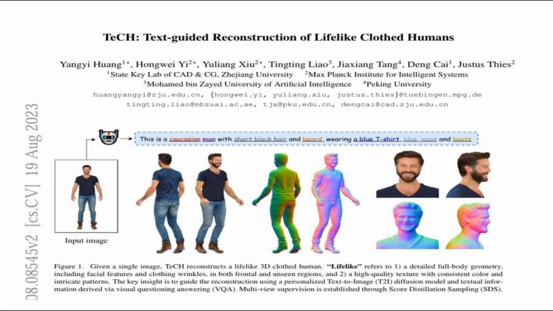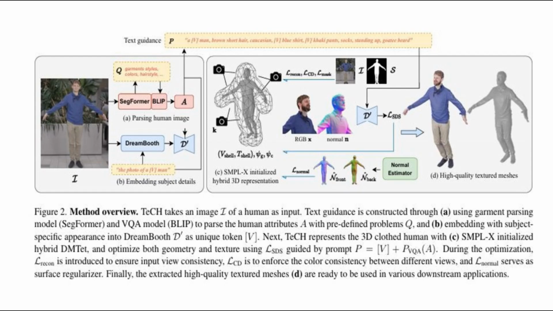Next, it is text-guided reconstruction of lifelike clothed humans. Dear friends, reconstructing a lifelike 3D human model from just a single image has always been a major challenge due to missing visual information, especially for the unseen back view. And here this tech addresses this by combining text prompts and a personalized diffusion model to infer missing details and generate realistic, high-fidelity 3D clothed humans.